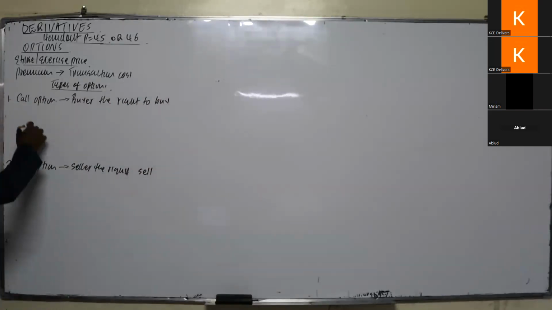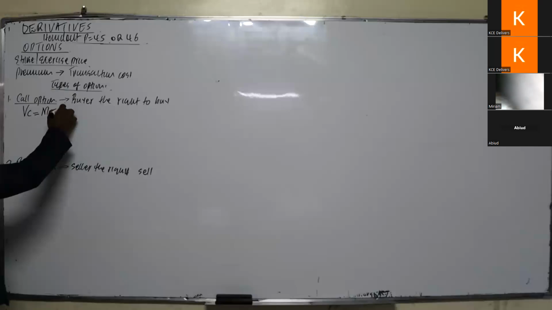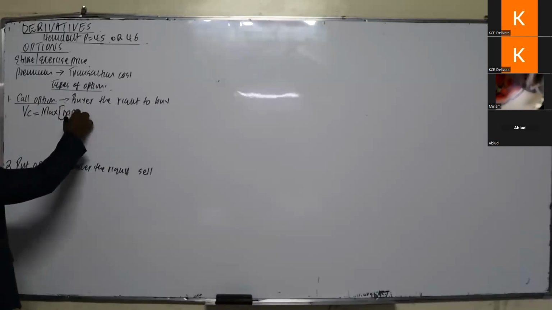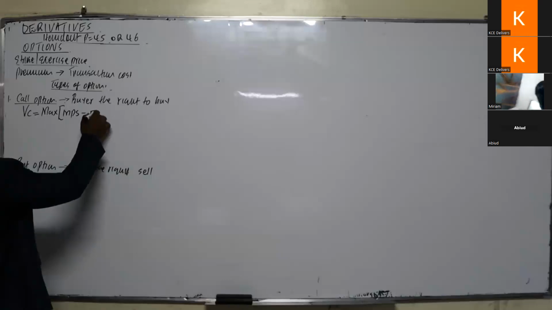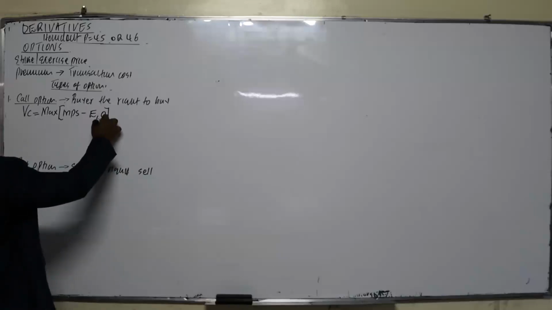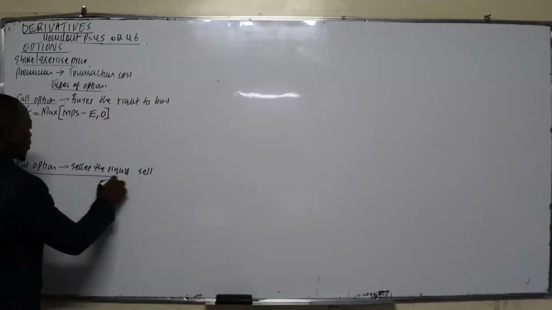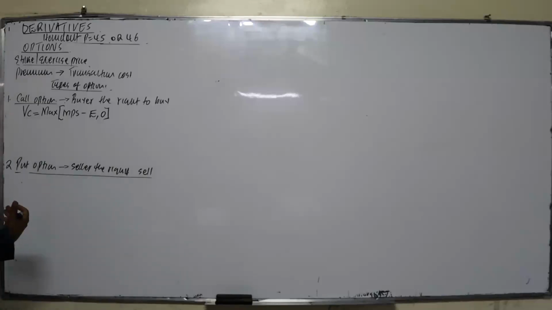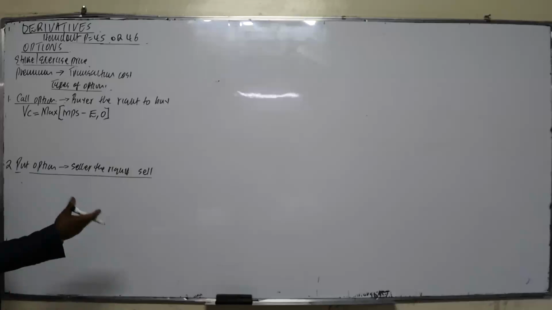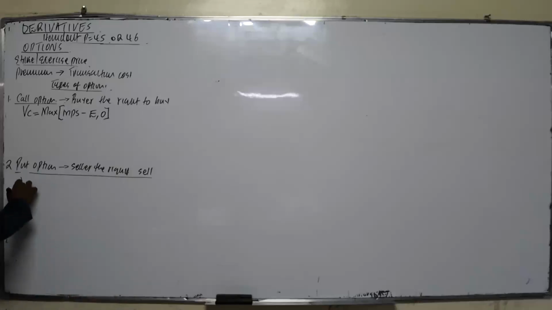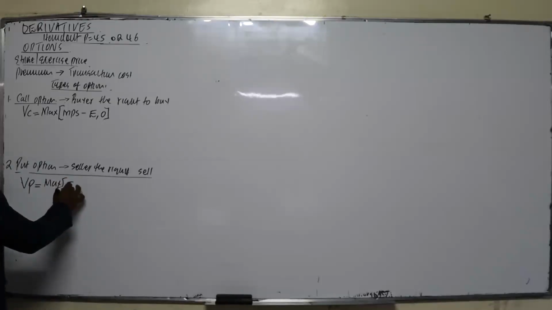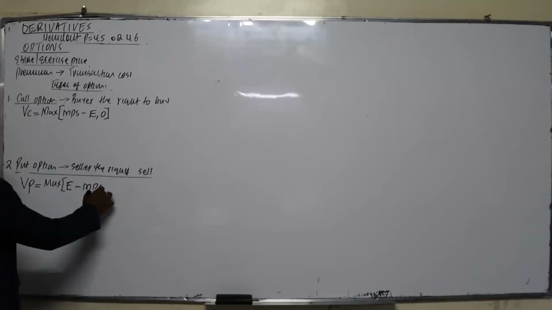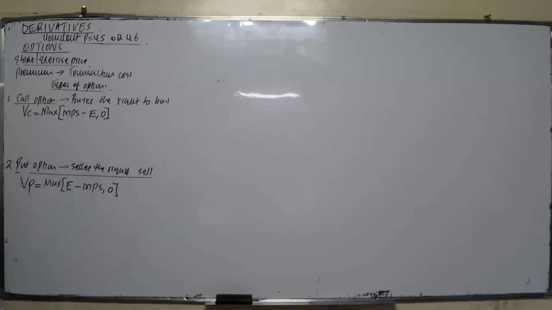And how do you determine the value of the call option? To determine the value of the call option, you take the maximum of the market price per share compared against the exercise price or the strike price, with a non-negativity assumption. But for the put option, you are the one selling, so you are exercising. You compare the exercise price, or the amount you are selling at, against the market price per share. So to get the value of the put, you take the maximum of the exercise price minus the market price per share, with a non-negativity assumption. That means you cannot exercise if you are getting a negative value.